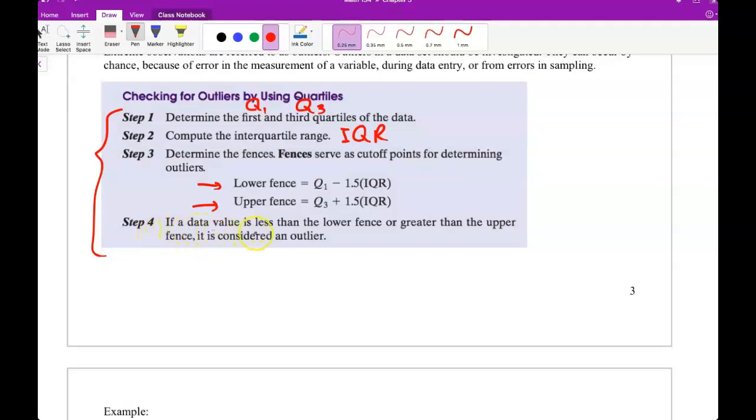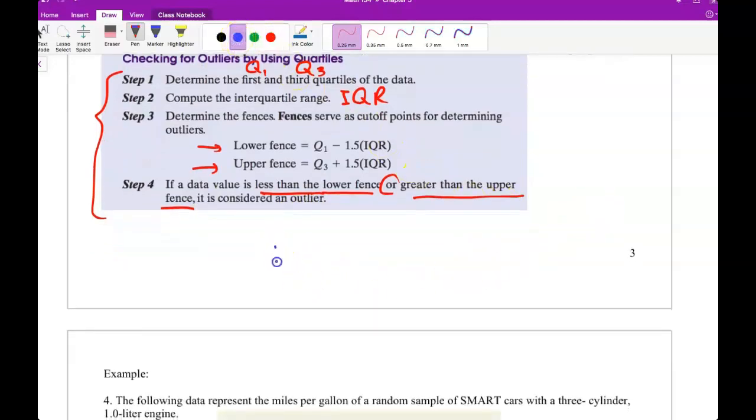Step 4, if a data value is less than the lower fence or greater than upper fence, it is considered an outlier. Let me draw that one here. Let's say our fence is here, and this is median, and if you have points outside these fences, so less than lower fence, this is lower fence.